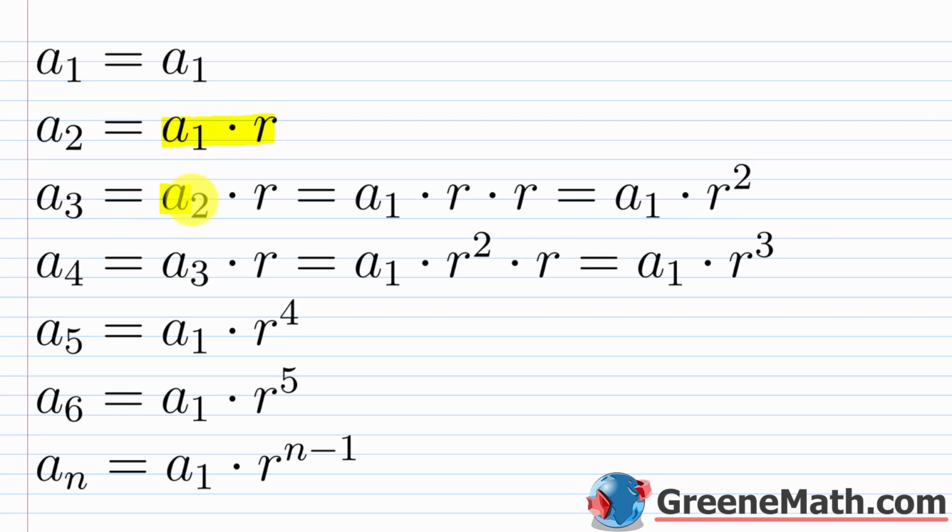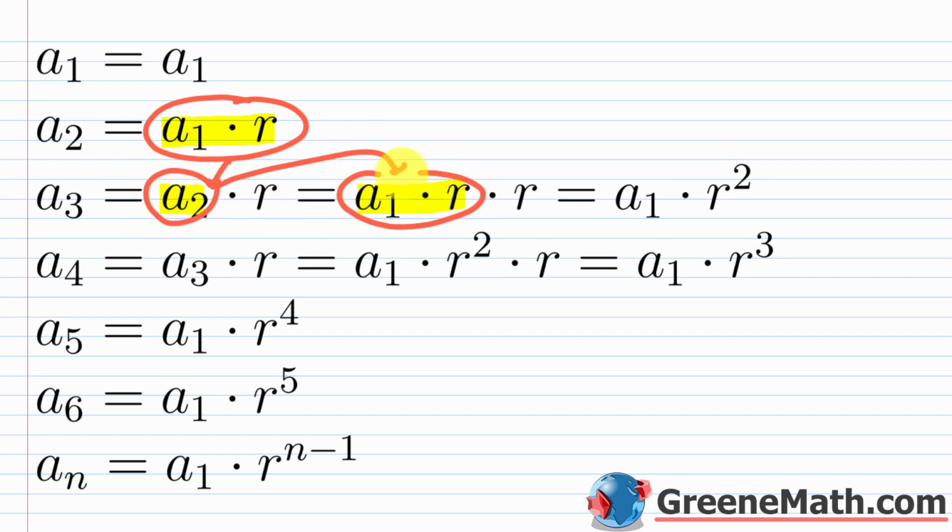So in the place of a sub 2, I'm just going to plug in. In other words, this right here is getting plugged in for a sub 2 right there, which means it goes right there. So what you have is times r here. So this right here is going to go right here. So if I look at the way that it's written now, it's a sub 1 times r, which is a sub 1 times r squared. Now I want you to stop for a moment and notice that this index right here, which is 3, is going to be 1 more than the exponent right here, which is 2.